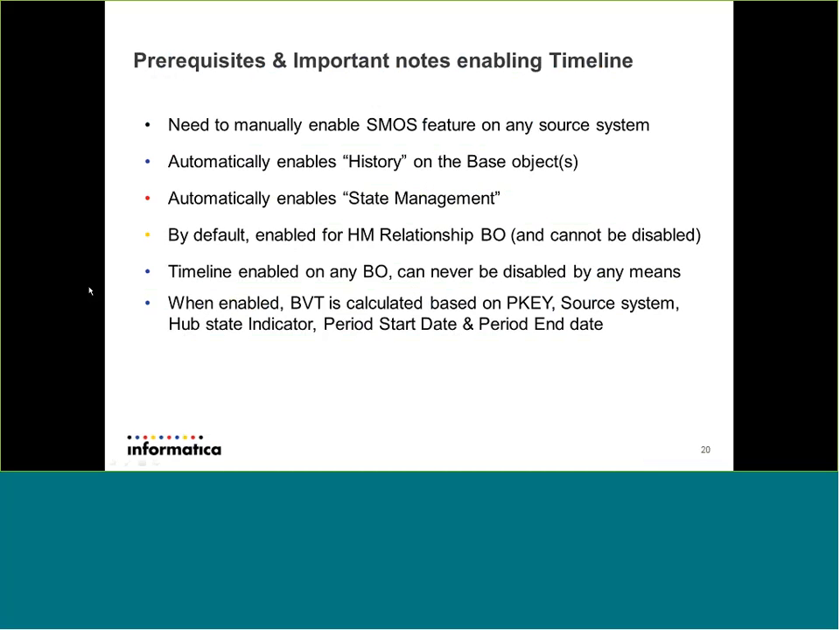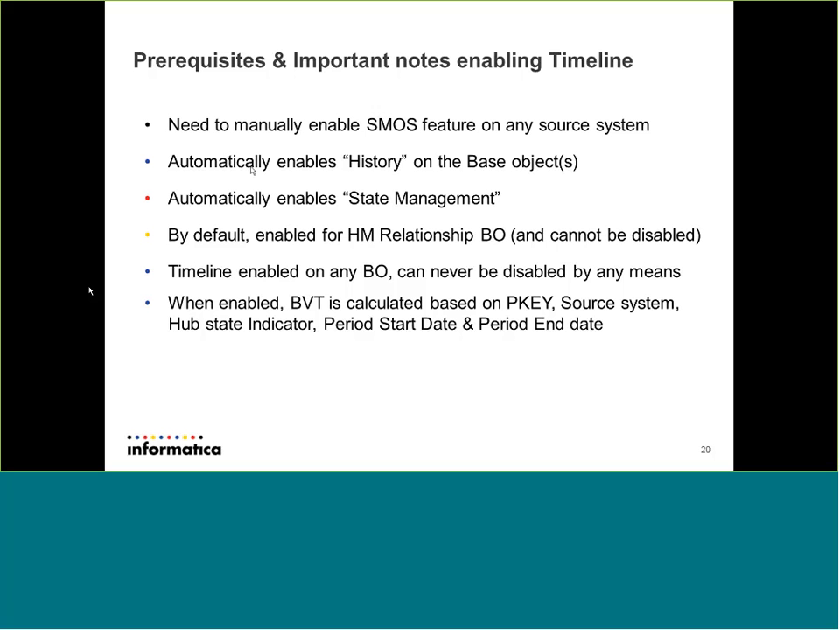So that's all about the timeline rules 1 to 12. Based on these rules, whenever you insert or update any record into the hub, all these rules will be applied and the cross references will be segregated accordingly based on their period start date and end date. A few of the prerequisites and important notes when you enable the timeline: you need to manually enable the SMOS feature. I will talk more about SMOS in further slides.